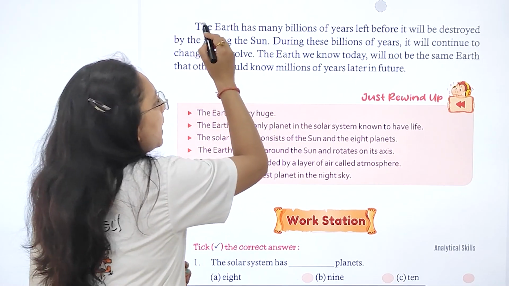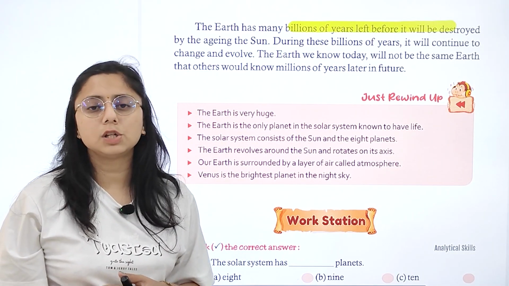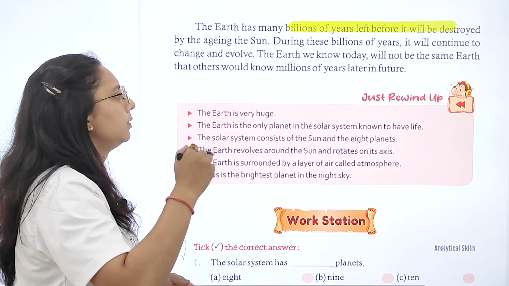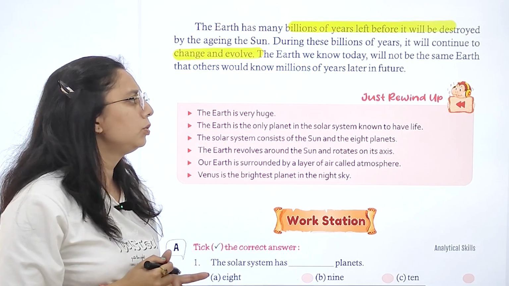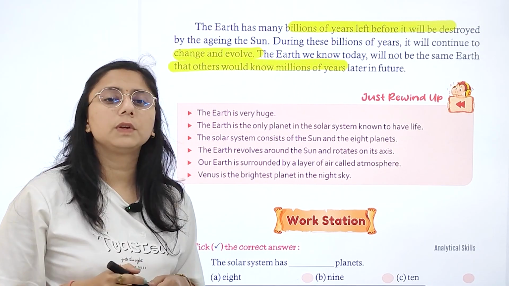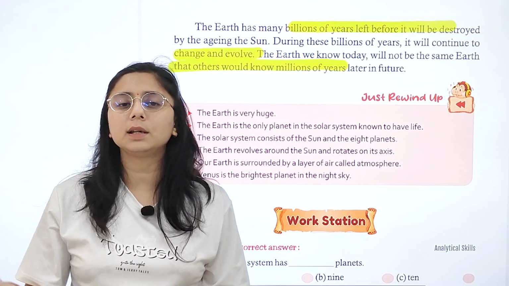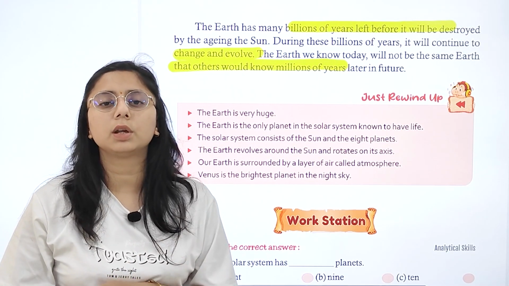The earth has many billions of years left, and during these billions of years, it will continue to change and evolve. The earth we know today will not be the same as the earth that people would know millions of years later in future. भाई जैसा आज हो सकता है पहले ना हो या आगे जाके ना हो, तो वो changes occur होते रहते हैं.